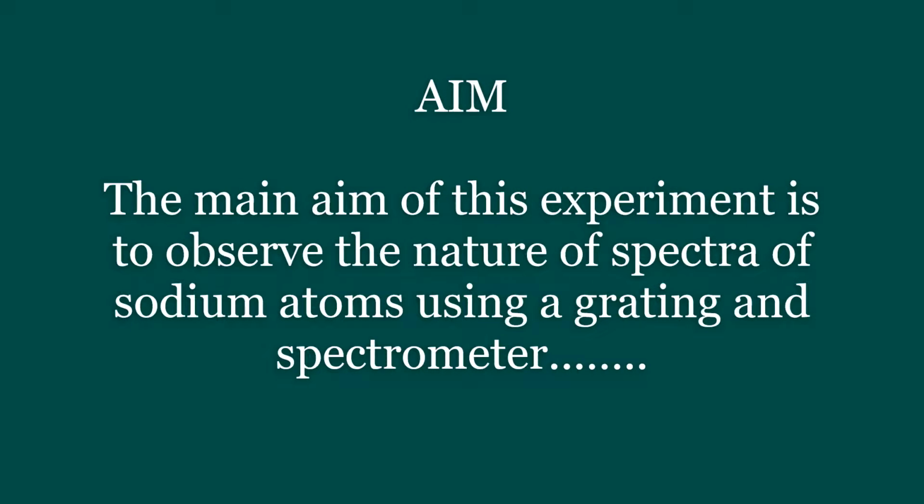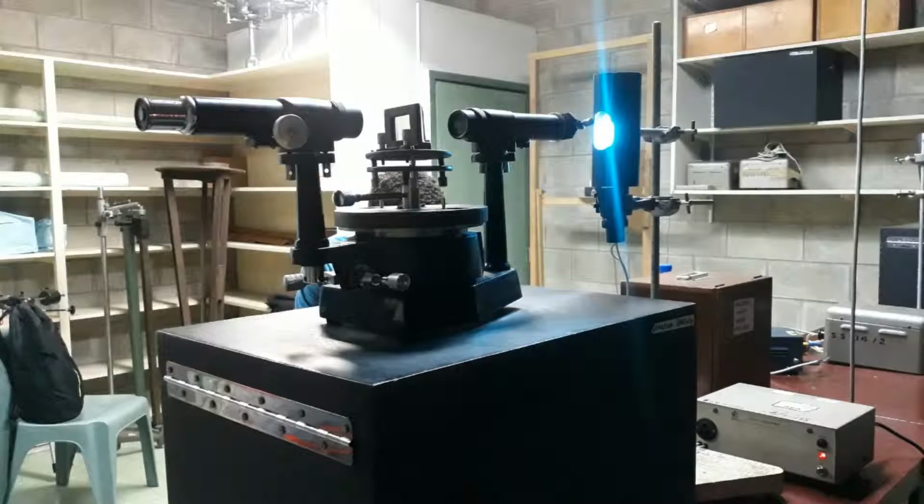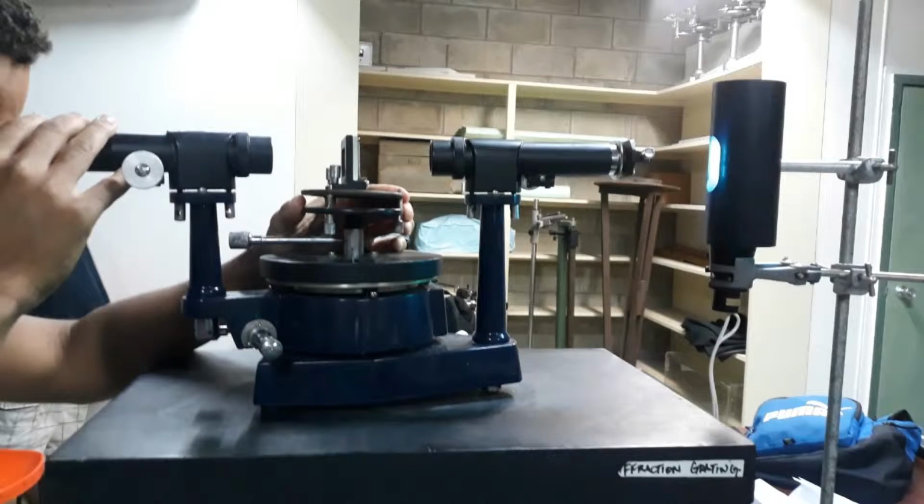The main aim of this experiment is to observe the nature of spectra of sodium atoms with one valence electron using a grating and spectrometer, and also to determine the wavelengths of the sodium spectrum. In 1913, Niels Bohr was able to explain what the electrons were doing by creating a model specifically dealing with the behavior of electrons in the atom. In this experiment, we are going to observe through the procedure as follows.